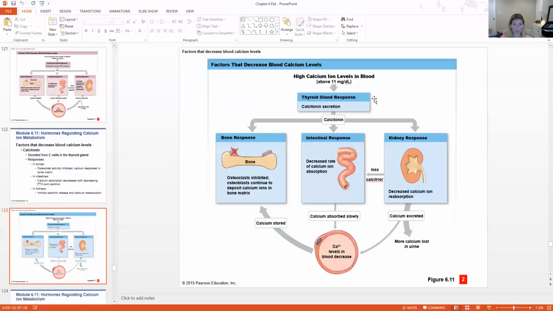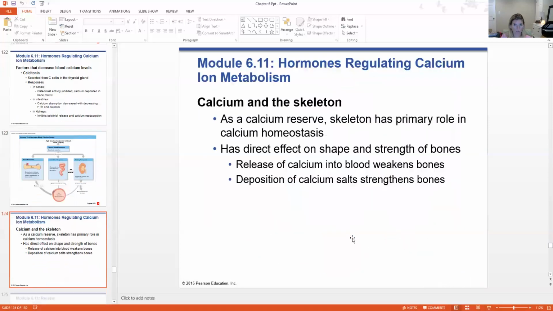Here you see the same picture, but for our calcitonin coming from the thyroid instead of the parathyroid, our bones are going to be building instead of breaking. Our intestines are not going to absorb as much calcium, and our kidneys are not going to reabsorb as much calcium. It's going to excrete more calcium. So overall result is a decrease in blood calcium levels.